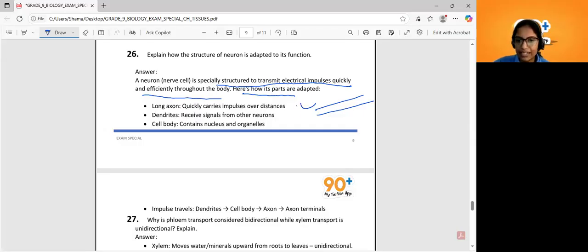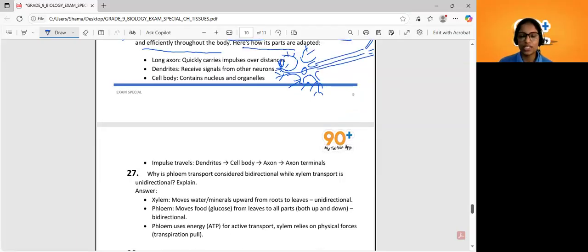And we know that there are dendrites, right? Dendrites receive signals from other neurons. It is this branch-like part which receives impulses from the other neurons. And the cell body contains the nucleus and organelles. Now the impulse travels from the dendrite, which receives it, to the cell body, from there to the axon, and from there to the axon terminals. Okay, so this is how the impulse travels, and this is important.